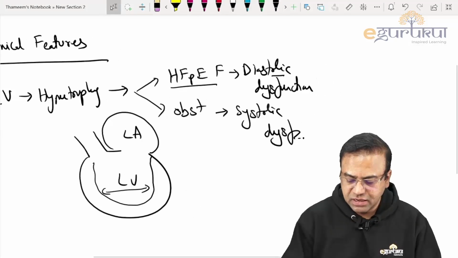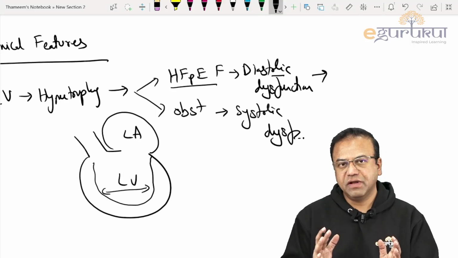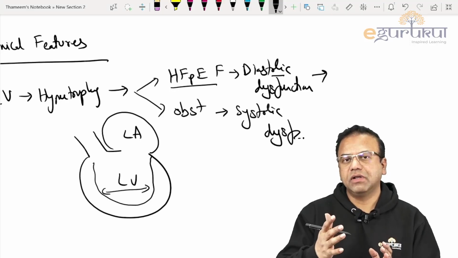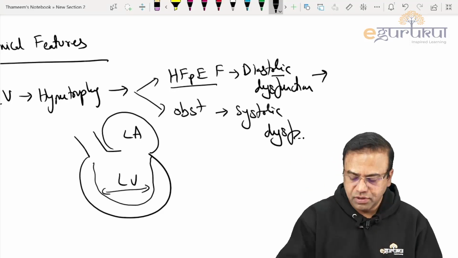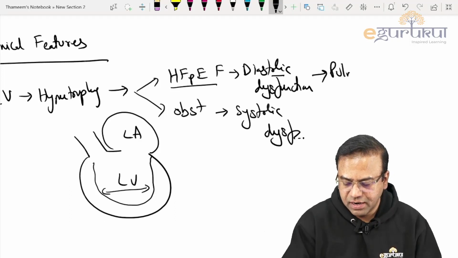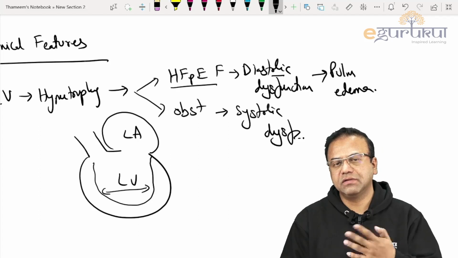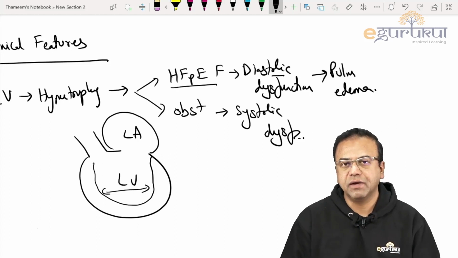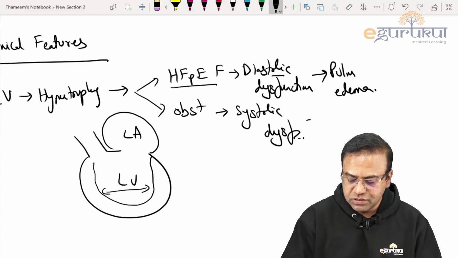So this is basically going to put the load. If the LV doesn't fill, it will put the load on the left atrium, on the pulmonary circuit, and the patient will have features of pulmonary edema. So most of the clinical features you will see are basically based on this pulmonary edema that is slowly building up in these patients. You will also see the systolic dysfunction.